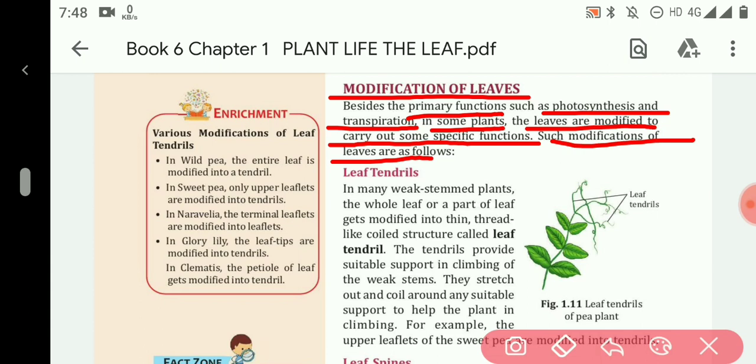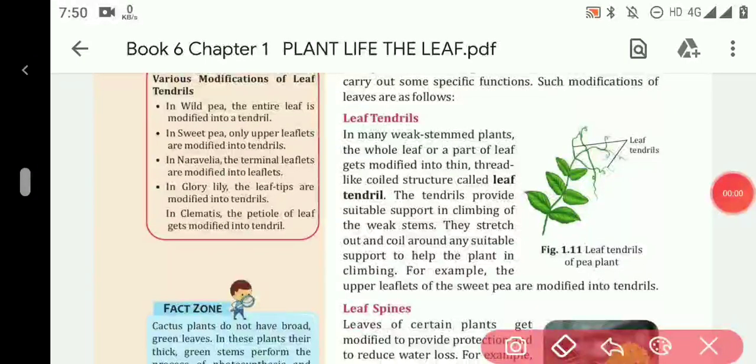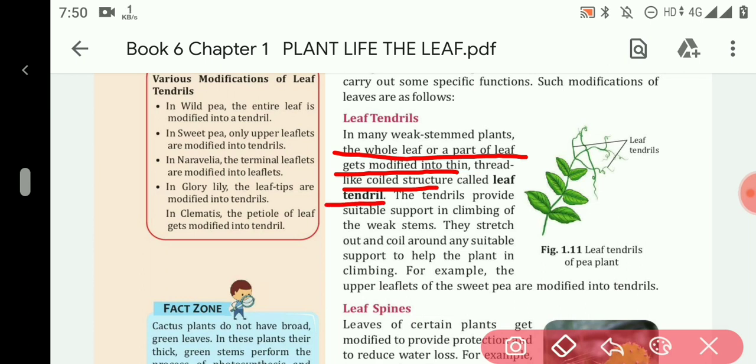So the first modification is leaf tendrils. What are leaf tendrils? In many weak stemmed plants, many plants whose stems are weak, the whole leaf or part of leaf gets modified, gets molded or changed into a thin thread-like coiled structure which is known as a leaf tendril. The tendrils provide suitable support in climbing of the weak stems. They stretch out and coil around any suitable support to help the plant in climbing.